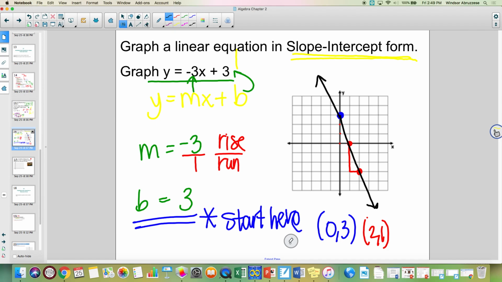I'm going to do it again real quick to show you. You start at the y-intercept, which is +3. And then I rise over run. My rise is negative, so I'm going to go down 3, run +1 to the right. 1, 2, 3, +1. 1, 2, 3, +1. Connect. This is a negative line because my slope is negative, so it goes downhill. And my y-intercept is 3.